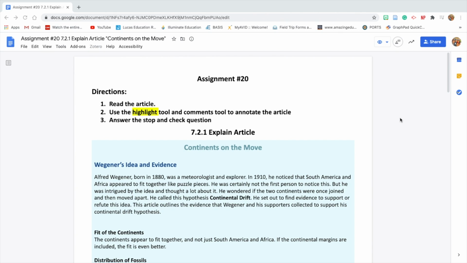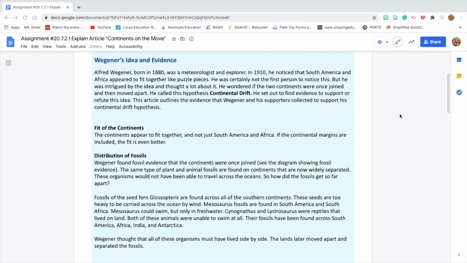7.2.1 Explain article. Continents on the move. Wegener's idea and evidence. Alfred Wegener, born in 1880, was a meteorologist and explorer. In 1910, he noticed that South America and Africa appeared to fit together like puzzle pieces.